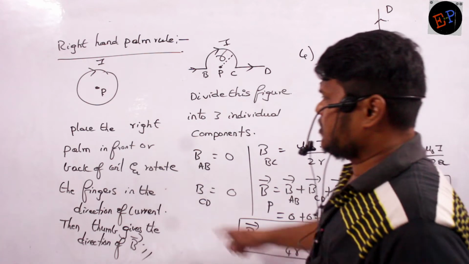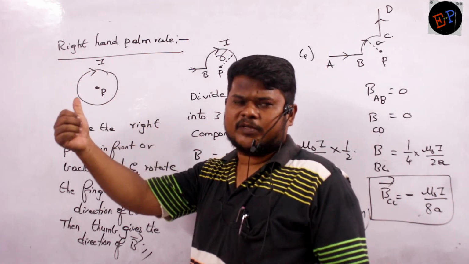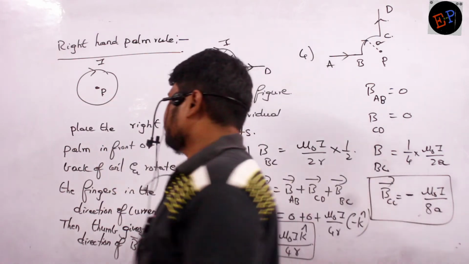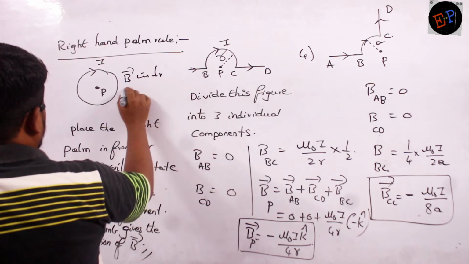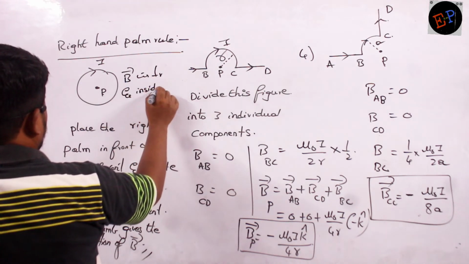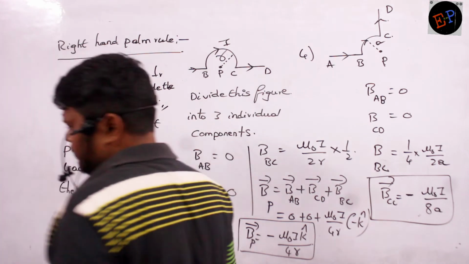Now here what is the direction of B dash? I am placing my right hand and curling like this. Thumb is perpendicular and inside the board. So therefore B dash is perpendicular and inside the board. That's it. Clear?